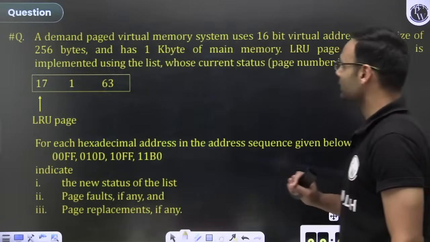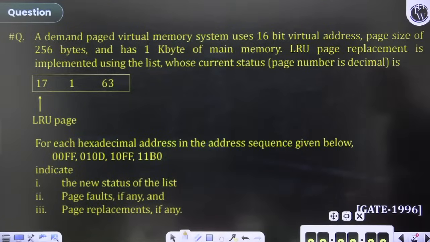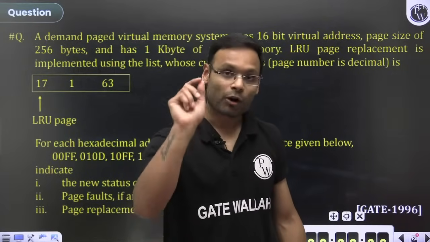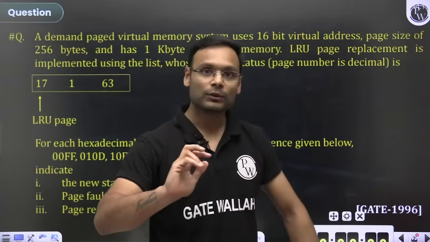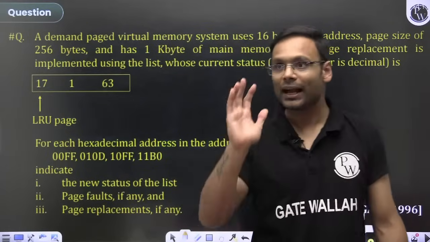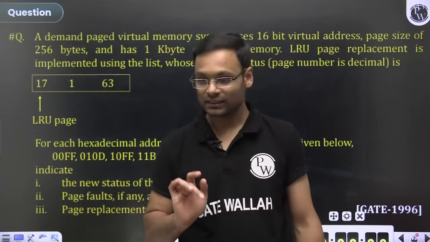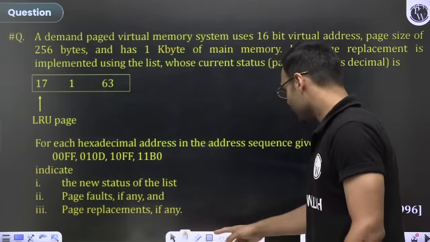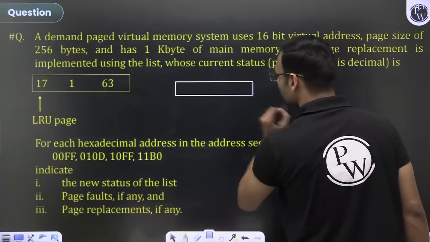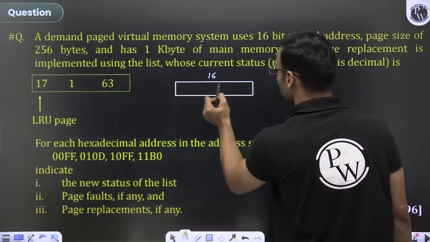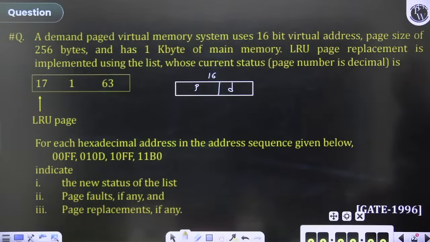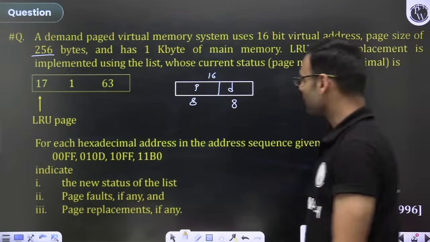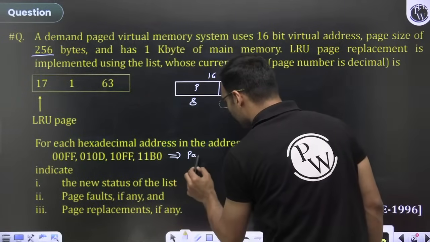For each hexadecimal address in the address sequence given below, tell me whether it is a page fault or page hit. Do we take the page replacement policies and all other things from the virtual address or the page number? Of course, the page number. So from these virtual addresses, I'll have to take the page number out. For that, I divide the logical address of 16 bits into two parts, P and D. How many bits in P and D? Page size is 256 bytes, 2 to the power 8, so 8 bits for the offset and 8 bits for the page number. So I am taking the page number out from here.